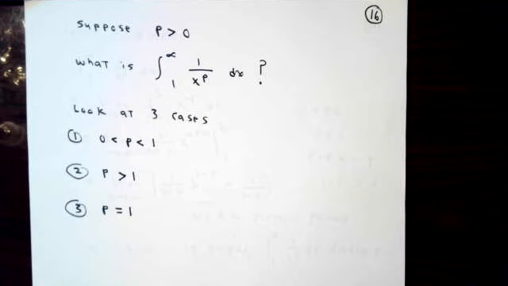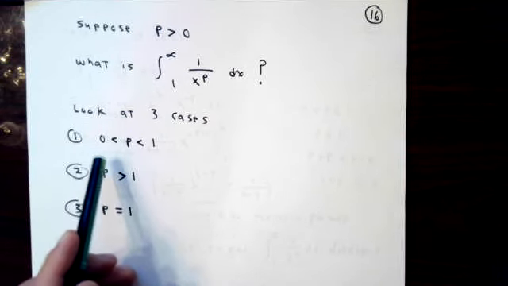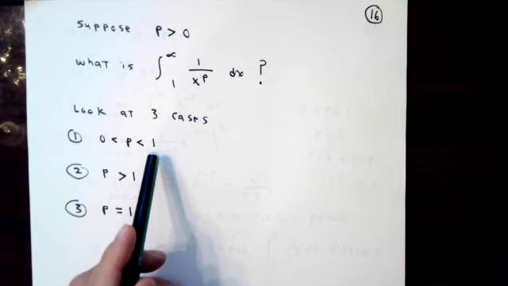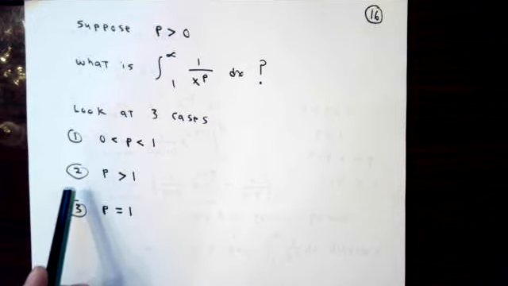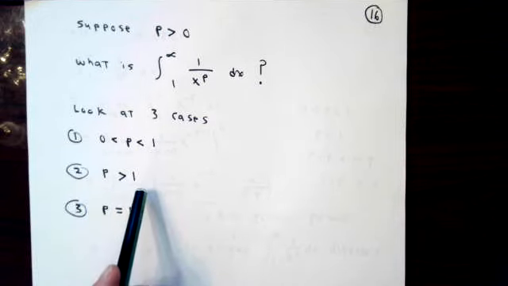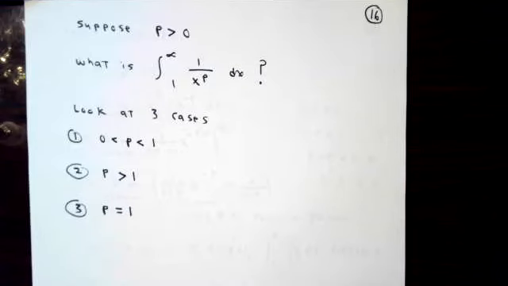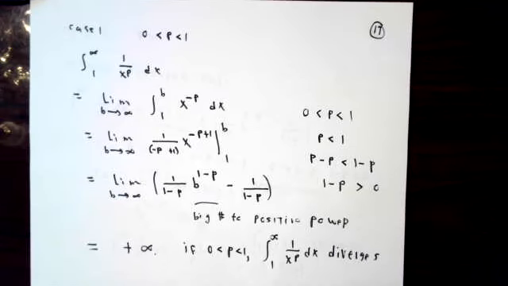I want to think about 3 separate cases. Case number 1, positive number p is less than 1. Case number 2, positive number p is bigger than 1. And the only thing that I've omitted is the situation when p is equal to 1, which we'll have to deal with in a different manner than the first two. Firstly, let's suppose I have a positive number, but it's not as big as 1.